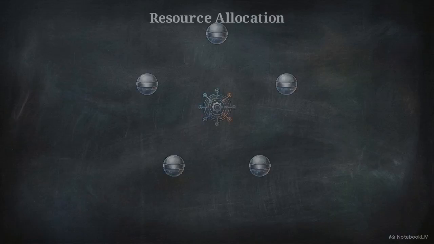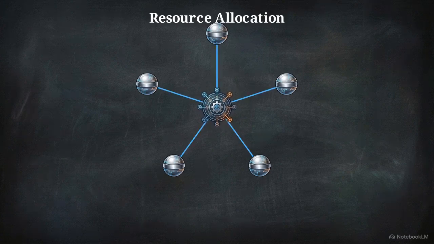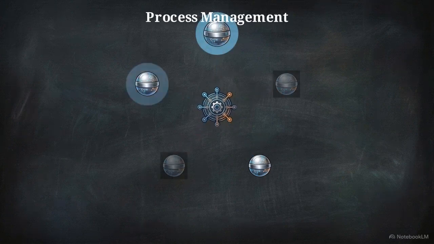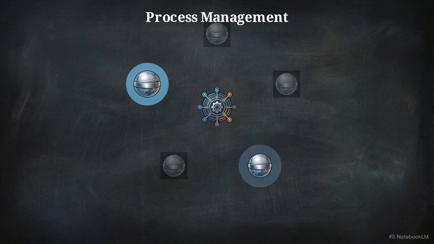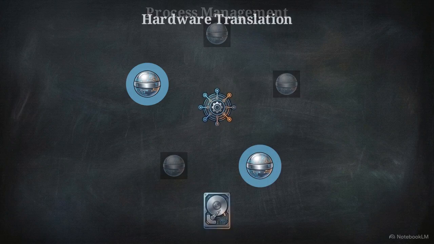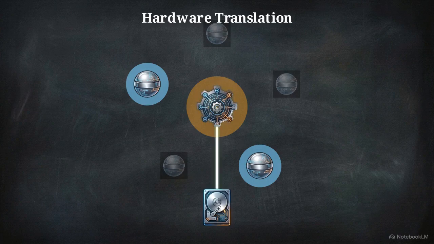The OS has three jobs. First, it distributes resources, allocating disk space and speed so apps don't freeze. Second, it manages the starting and shutting down of programs. Third, it translates app requests into physical electrical actions for the hard drive.